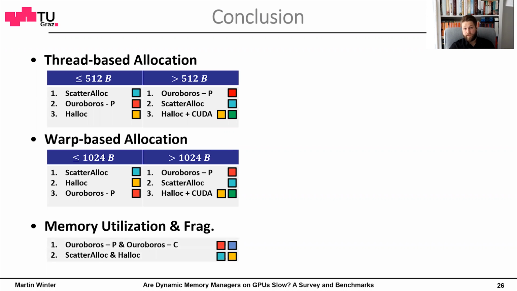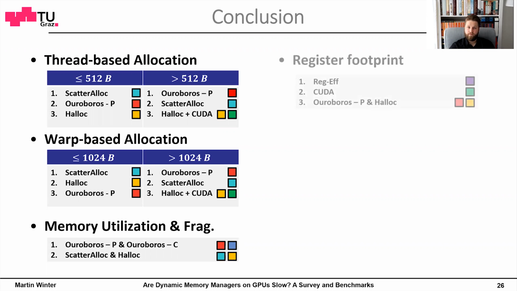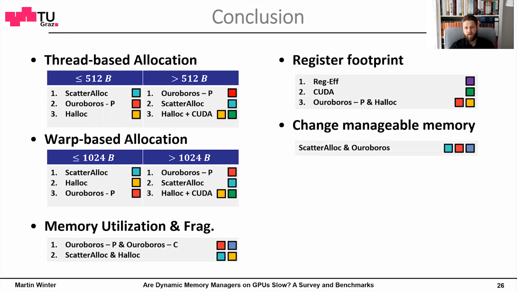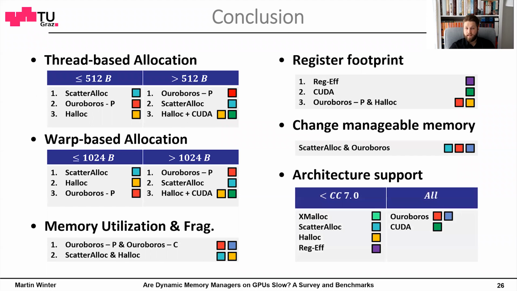Oroboros performs best when looking at memory utilization and fragmentation, followed by ScatterHallock and HALOCK. Register footprint is smallest with RegF, as is expected, followed by CUDA and then page-based Oroboros as well as HALOCK. Only ScatterHallock and Oroboros natively support changes to the size of the manageable memory area, and lastly, only Oroboros and CUDA natively build on architectures before and after Volta. The rest has to be compiled with backwards compatibility at the moment and would at least require the updating of the synchronization primitives.